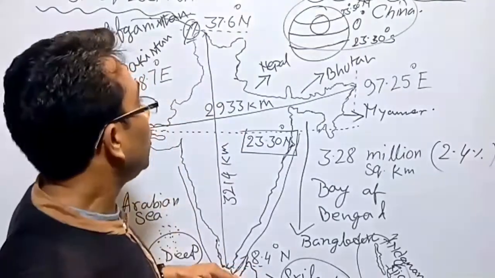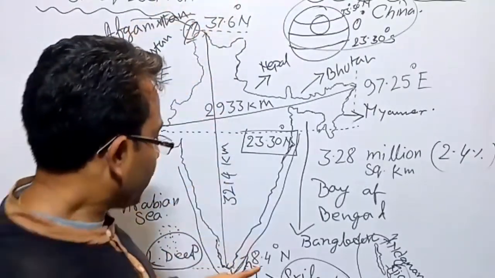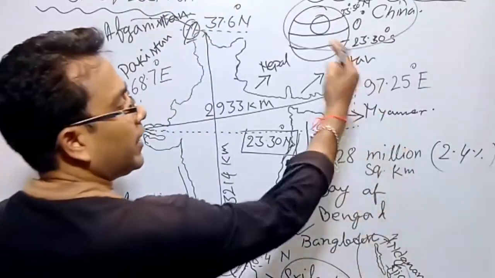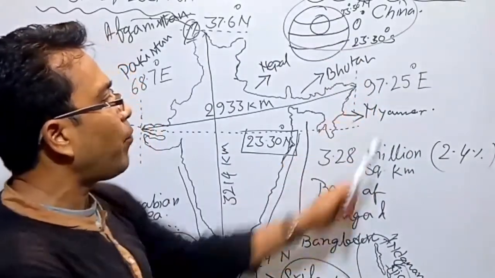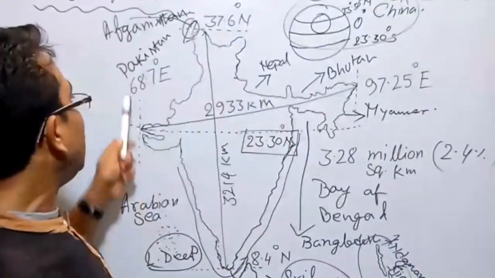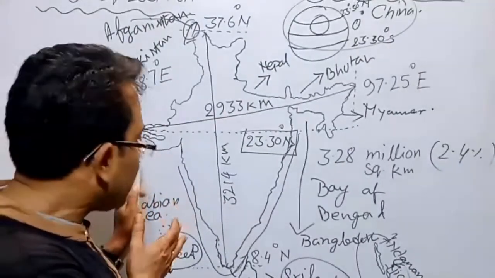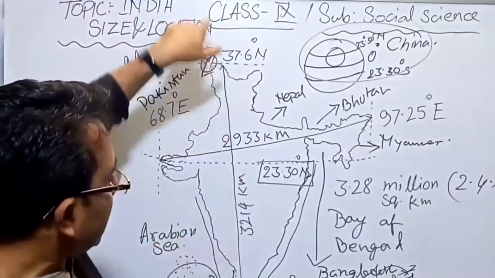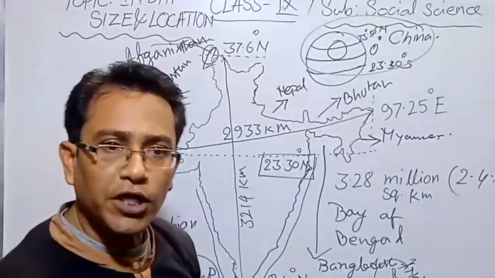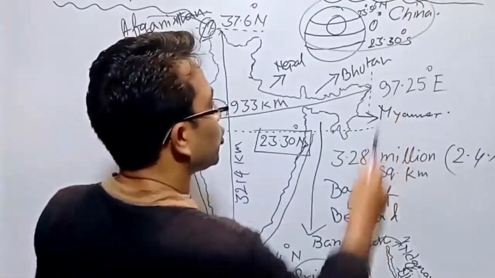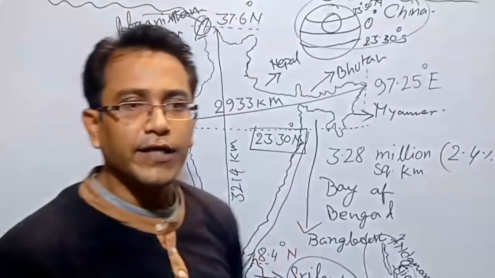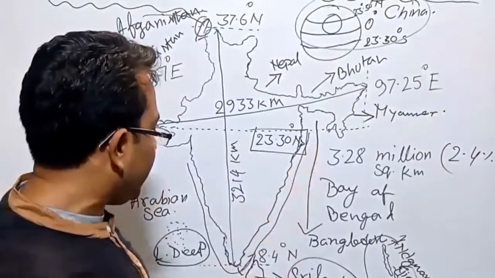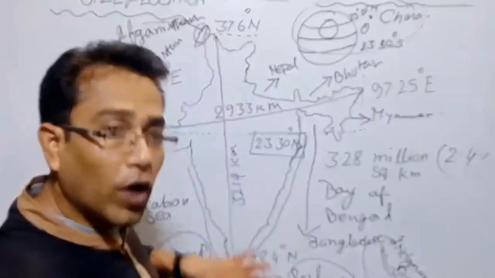Now its extension from south to north is from 8.4 degree north to 37.6 degree north, and in the east and west, 97.25 degree east to 68.7 degree east. Its extension from northernmost to southernmost is a total length of 3,214 km, and from the easternmost to the westernmost point is 2,933 km, and its three-sided covered area in the south is water bodies.